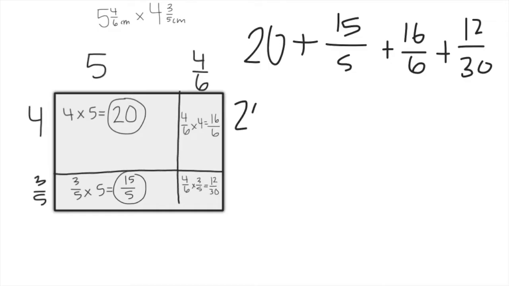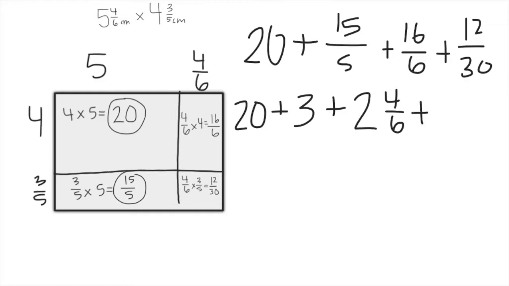So 20 is a whole number that can stay the same. 15 divided by 5 is 3, so I'll change that. 16/6 is an improper fraction, so I'm going to change it to a mixed number. So that would be 2 4/6. And 12/30 I can't change yet, so I'm going to leave that there. All right, first I'm going to add all my whole numbers. 2 plus 3 plus 20 is 25.